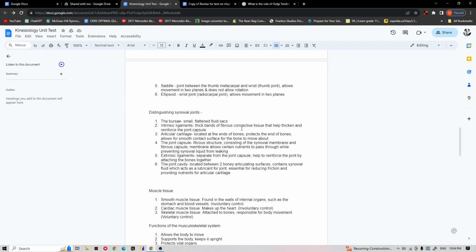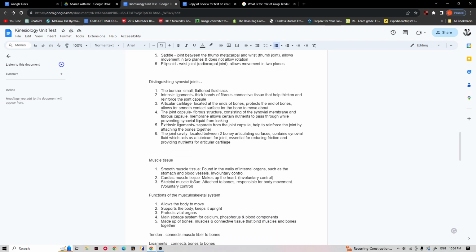Number 6, the joint cavity, located between two bony articulating surfaces. It contains synovial fluid, which acts as a lubricant for the joint, essential for reducing friction and providing nutrients for articular cartilage.